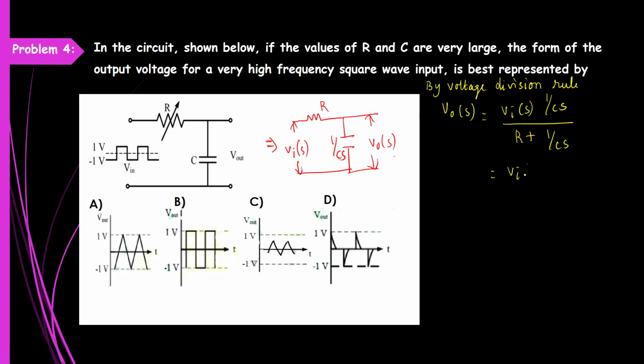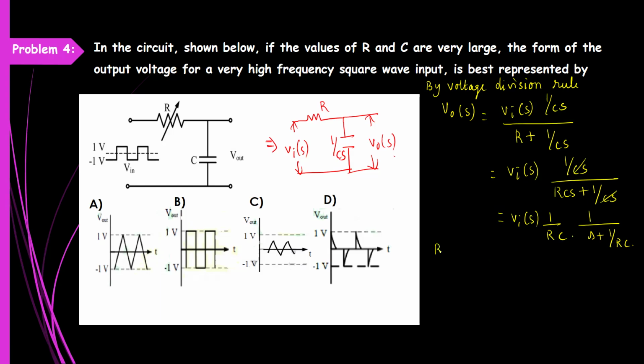So VA of S times 1 by CS over RCS plus 1 by CS. This will get cancelled. And then I'm taking 1 by RC outside. Then it will become 1 by S plus 1 by RC. Okay. So now 1 by RC is constant.